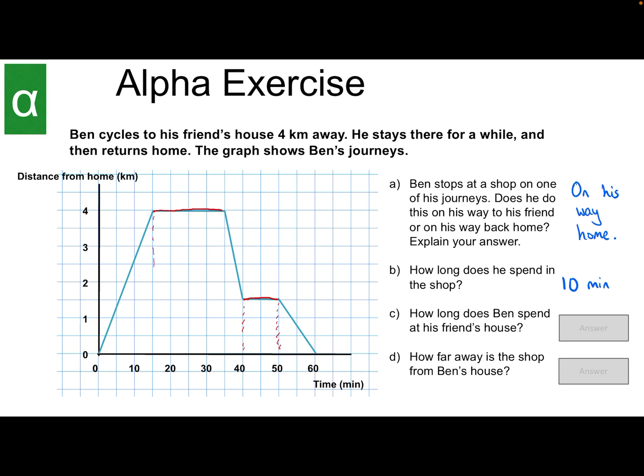How long does Ben spend at his friend's house? I think we can read off that he got there after 15 minutes and he left after 35 minutes, so he must have spent 20 minutes at his friend's house. How far away is the shop from Ben's house? Now, I've got to be careful here. How far is it from Ben's house, or how far is it from Ben's friend's house? It's not asking you how far it is from Ben's friend's house. It's asking you how far away it is from his house. So it's here. We can clearly see that's 1.5 kilometres.